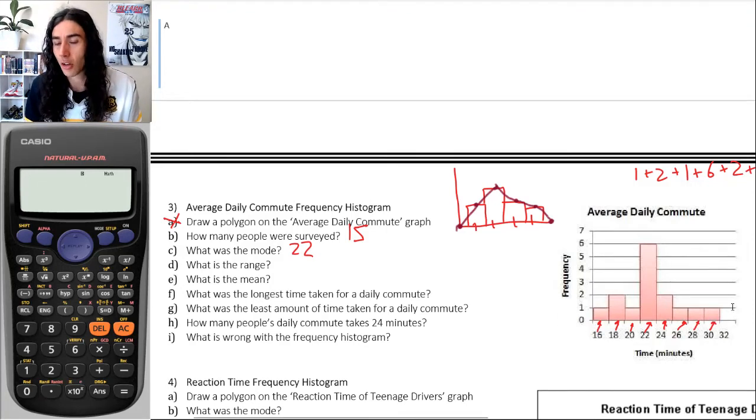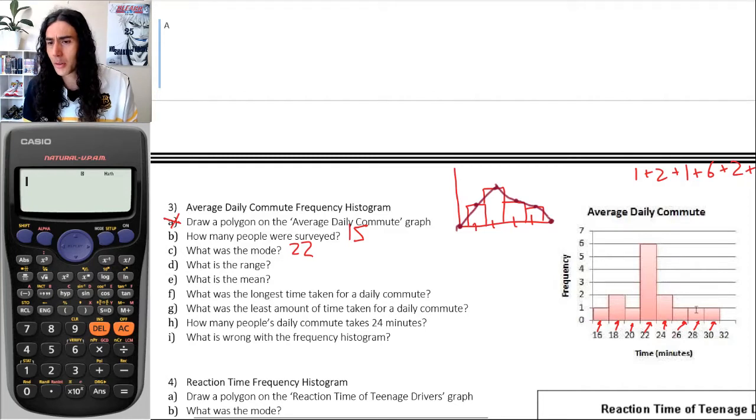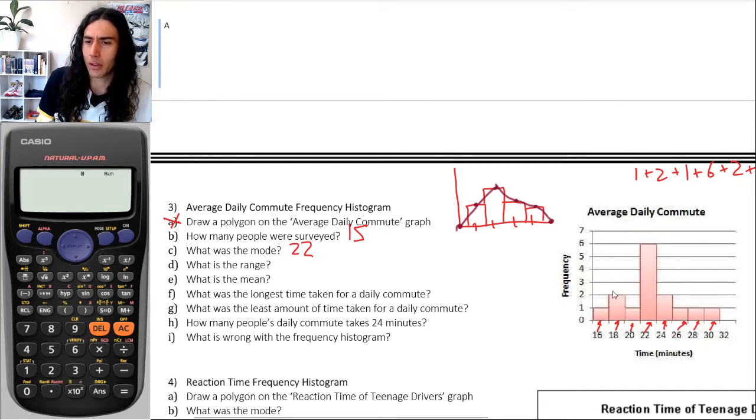What's the range? Range is the highest minus the lowest. So we're going to go with... no, don't worry. Mr. Smith might correct me. I'm going to stick with what I've got here. 30 minus 16, highest minus lowest, so the range is 14.